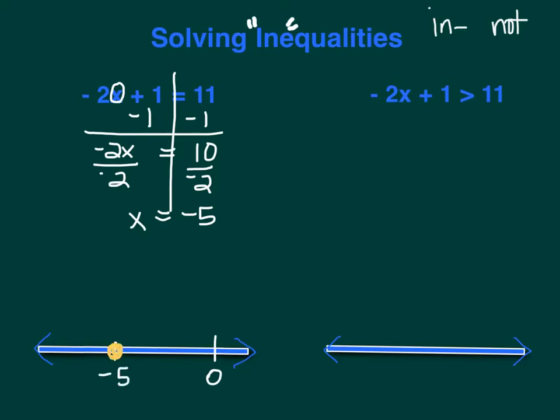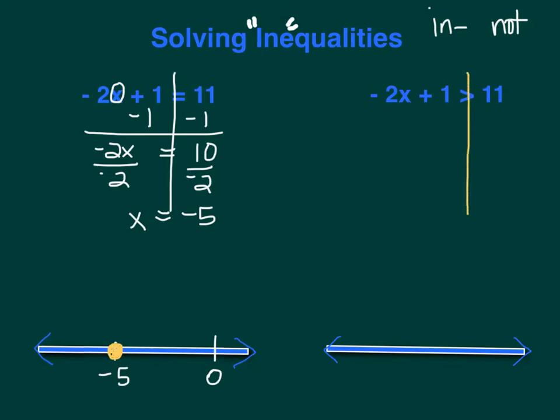x equals -5 is the only solution I can plug in here to get 11. I can't plug -4 in, I can't plug -6 in, I can't plug +1 in. The only solution that will work in this equation is -5. Now let's look at this inequality.